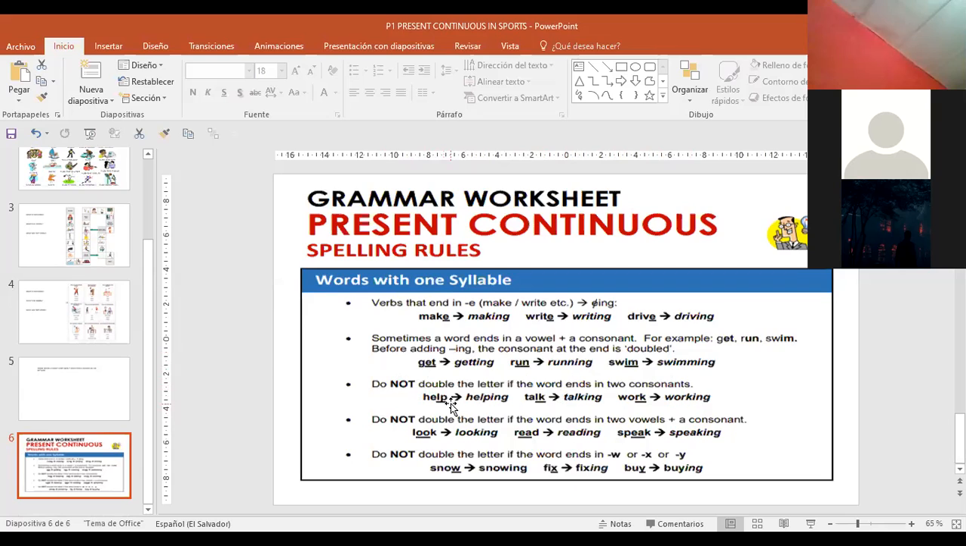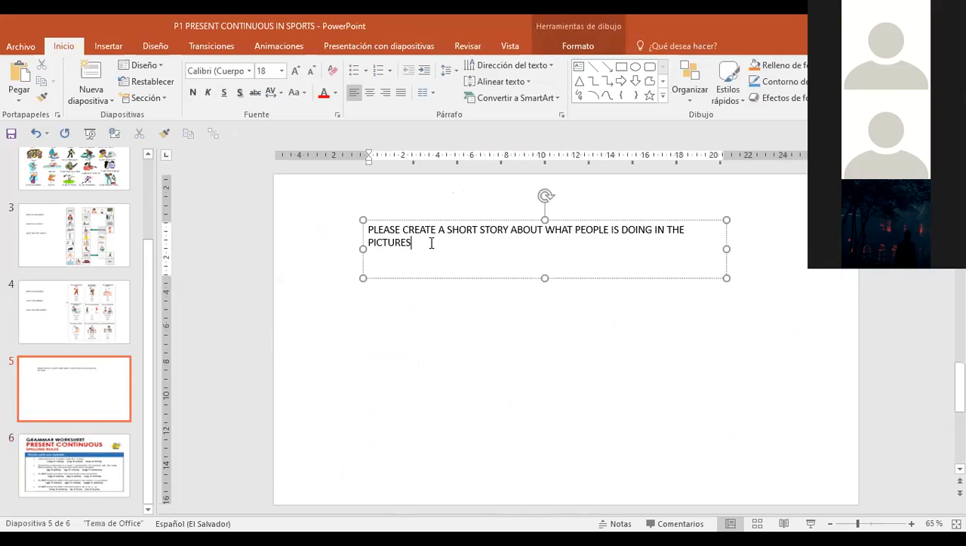If you see here, we have double consonant, double consonant, double consonant. Okay, don't double the letter if the word ends in two vowels plus a consonant. For example, look, you have two vowels there. Look, looking. Read, reading. Speak, speaking. And don't double the letter if the word ends in W or X or Y. For example, snow, snowing, fix, fixing, buy, buying. Okay, so that was the rule. So now what we are going to do, ¿qué vamos a hacer ahora?